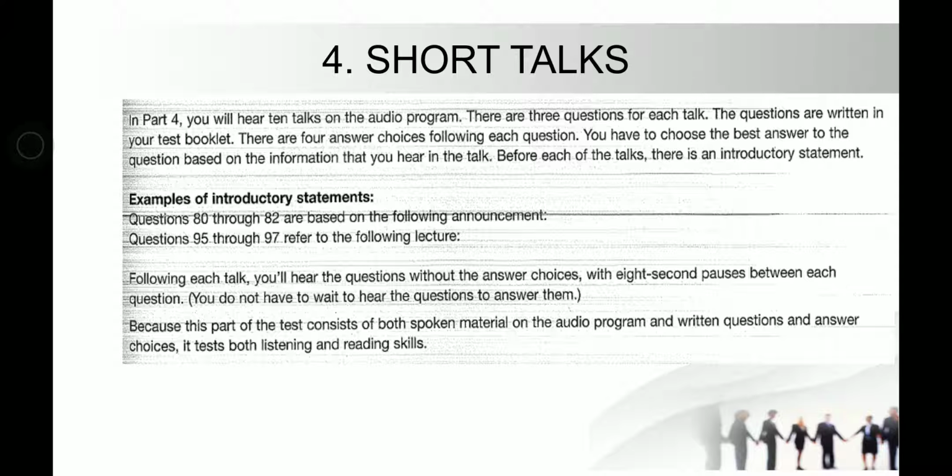And then the last for listening is about short talk. This is almost the same as the conversation, but for short talk here it is a monologue. For example, like when giving a lecture like this, or maybe in a show, or maybe giving a speech by someone. So there is only a monologue.